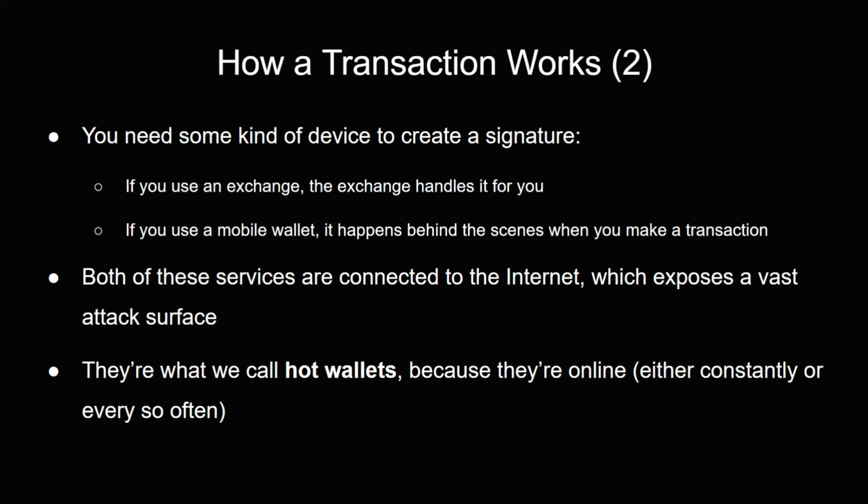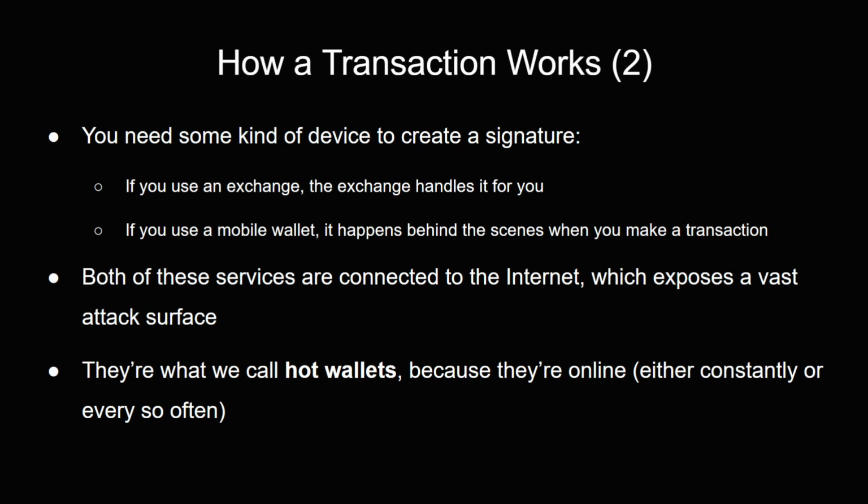Now, to actually create the signature, because we're dealing with a lot of fancy cryptography here, you would need some kind of device. If you use an exchange, you don't actually hold your private key. So if you want to go and withdraw your funds, you're actually just requesting that the exchange creates a signature on your behalf to whatever address you give them. If you use a mobile wallet, your device will be doing the signing. But nowadays, wallets do all that behind the scenes. You probably don't even notice it's happening.